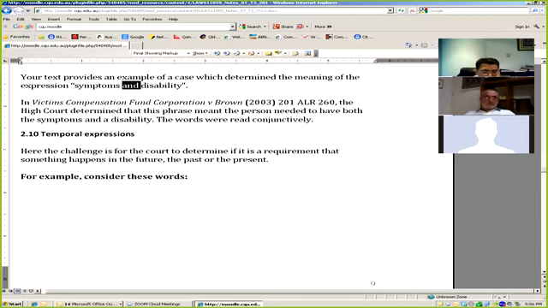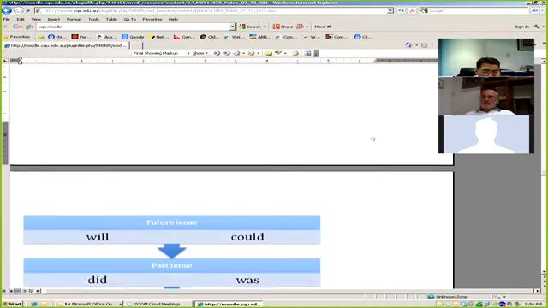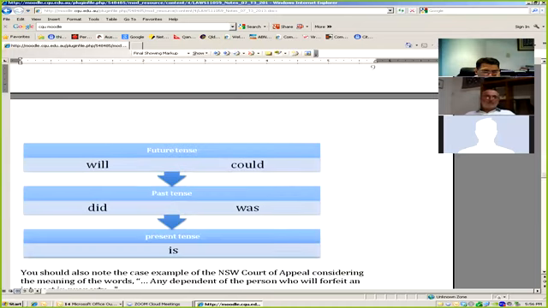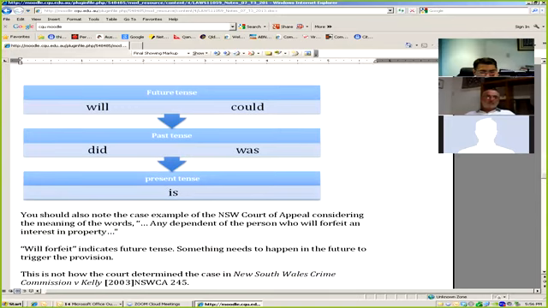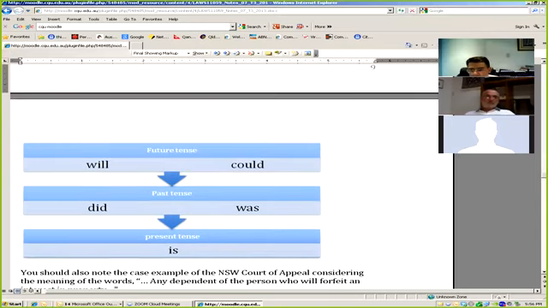Temporal expressions. Here the challenge is for the court to determine if it is a requirement that something happens in the future, the past, or the present. All right, so let's have a look at the example. Will, did, will and could, future. Did and was, past, is present. So that's just the grammatical meaning that we know from the plain understanding of words.